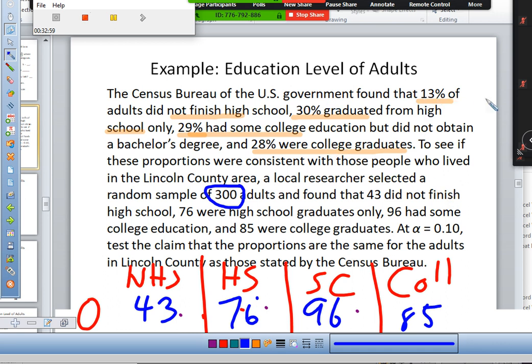I've got 13% did not finish high school, so no high school. 30% graduated from high school, so that's HS. 29% had some college, SC, and 28% were college graduates, so college. Those are my categories. And then put in your observeds.